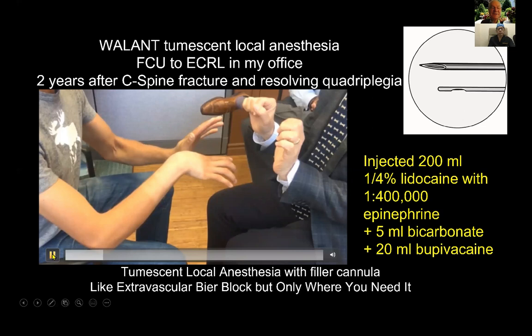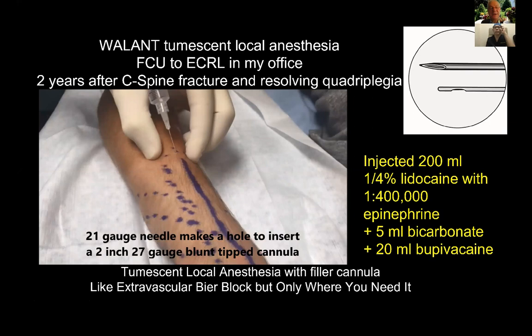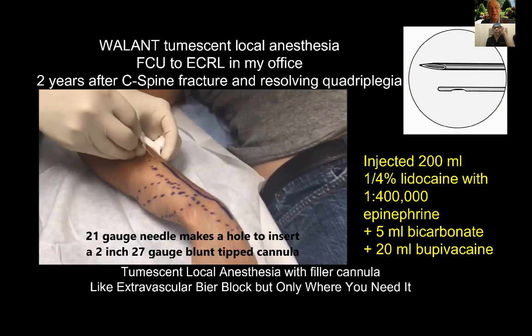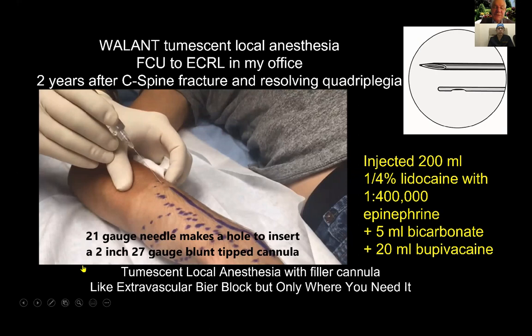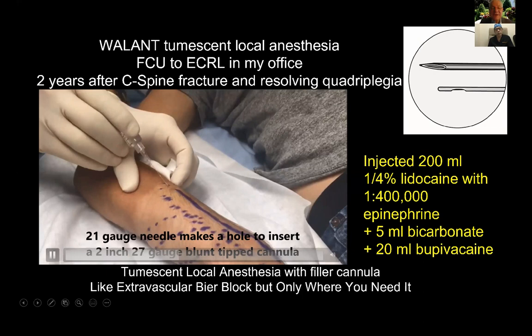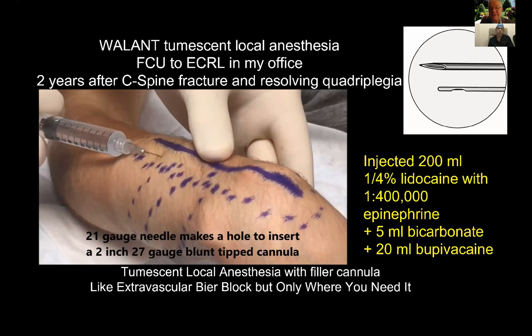I'm examining him in my office. So now I take a 27 gauge needle, pinch the skin, put it in 10 milliliters without moving at all. Then I take a 21 gauge needle and put it in where it's clearly numb. He didn't feel that. And now I take a 2-inch 27 blunt-tipped cannula, and I'm going to slide under the fat. And sliding under the fat with this cannula, I'm going to inject 200 cc's in the whole forearm, and he's pretty much not going to feel much of anything at all.